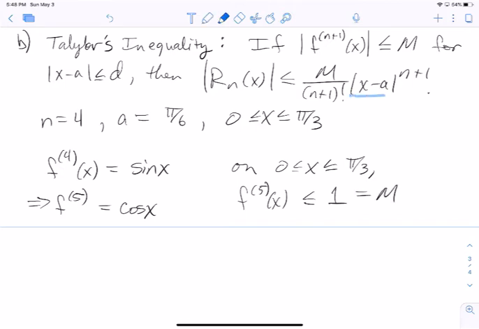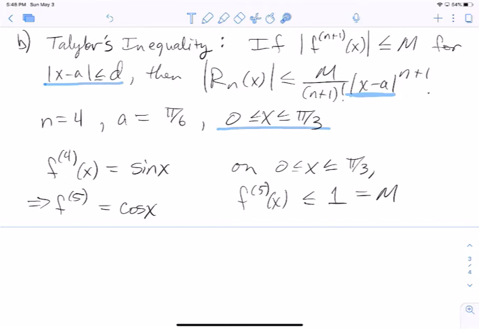Now, as far as the absolute value of x minus a, we consider that x minus a in absolute value is to be less than or equal to d. That's from the Taylor's inequality statement. We're going to start here with the fact that x was given to be between 0 and pi over 3. That's the interval we were working with.